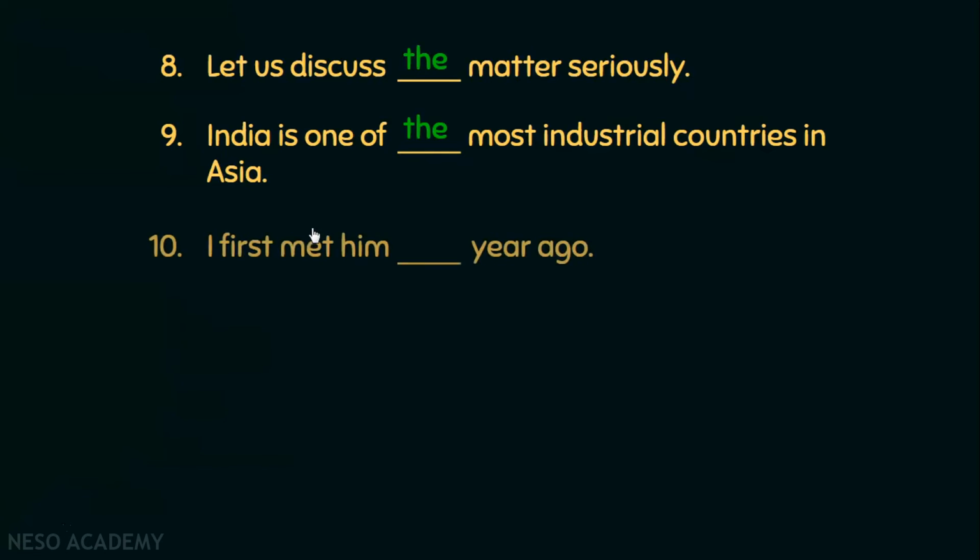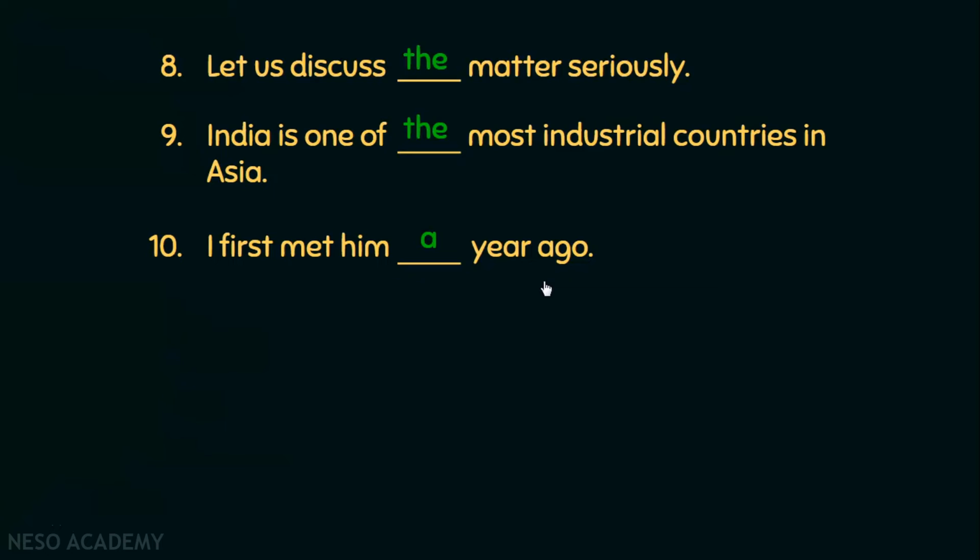The next question is, I first met him dash year ago. So most of you must be thinking that when we pronounce year, we produce the E sound. That's correct. We produce the E sound, but this is an exception and we simply say a year. If there are number of years specified, then that is a different case. But when you talk about a particular year or in a general sense, then you simply say a year ago and don't say an year ago.